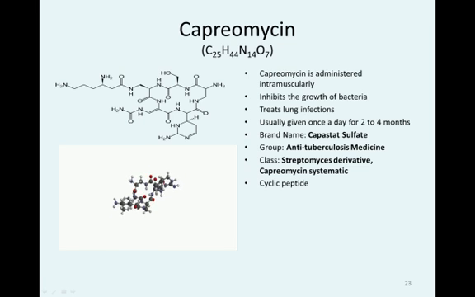Capreomycin is administered intramuscularly. It inhibits the growth of bacteria, treats lung infection, and is usually given once a day for 2 to 4 months. The brand name is Capastat sulfate.